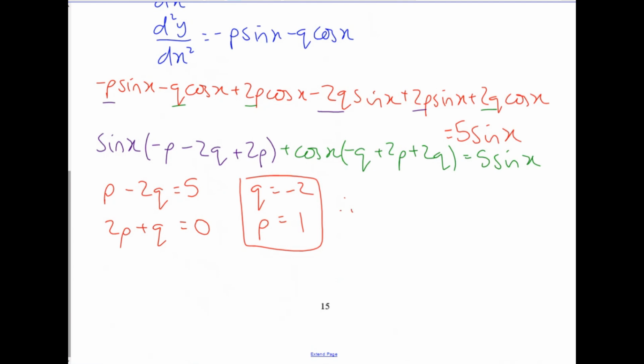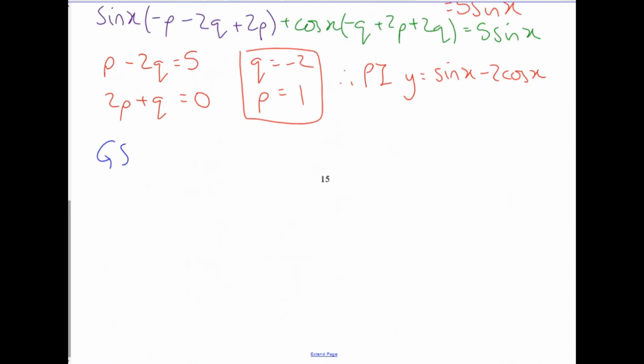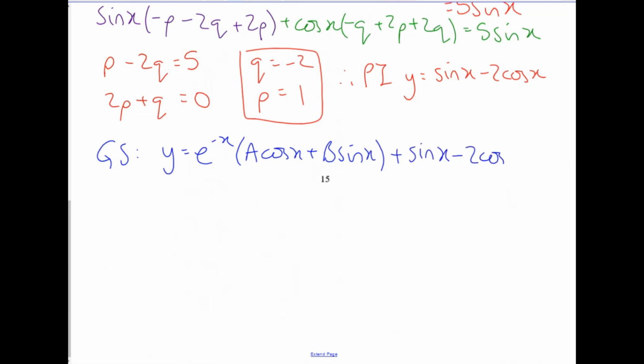This tells you that your particular integral is y equals sine x minus 2 cos x. Put all this together for your general solution. The general solution is our complementary function, which was e to the minus x, a cos x plus b sine x, plus our particular integral, which is sine x minus 2 cos x.